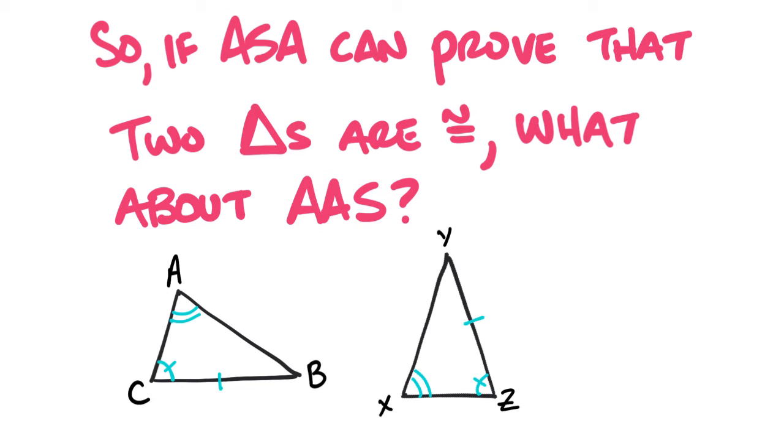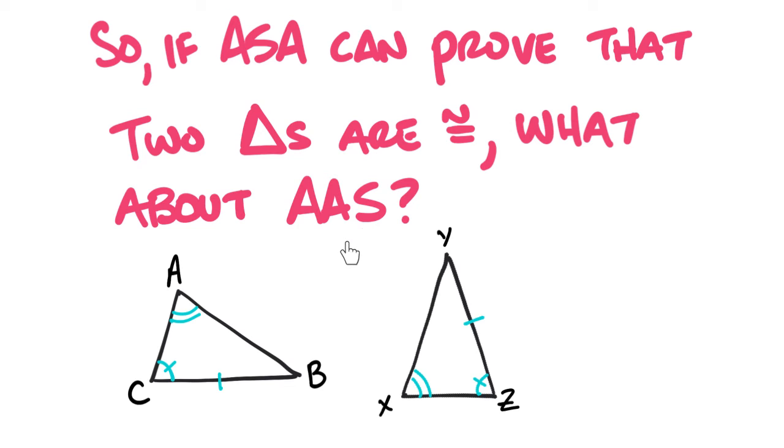So now let's think, if angle, side, angle can prove that two triangles are congruent, what about angle, angle, side? So I have in this picture here two triangles where I have two angles and what we'd call a non-included side congruent. Angle A congruent to angle X, angle C congruent to angle Z, and then segment CB and segment ZY are congruent, but those are not the included sides between the angles that we've marked. So the question is, what about if I have two angles and then the side that's not between them? Is that enough to show that our triangles are congruent?